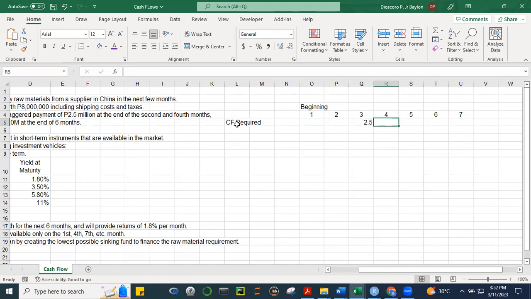It's important for us to identify what the cash flow requirements are. So not at month 4, but take note, we're looking at this from the perspective of beginning. At the beginning of month 5, we have to have another 2.5 because that's the agreement with the supplier. We pay 2.5 at the beginning of month 3, beginning of month 5, and then at the end, 3 million at the beginning of month 7. So these are the cash flow requirements. When are we going to set up the sinking fund here?